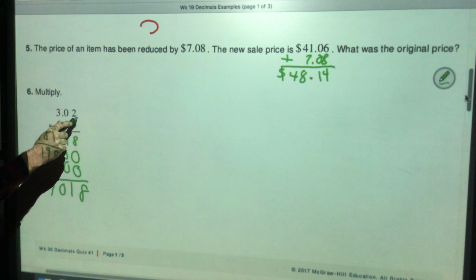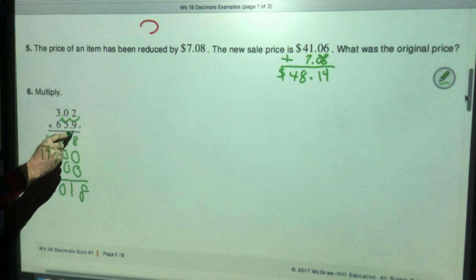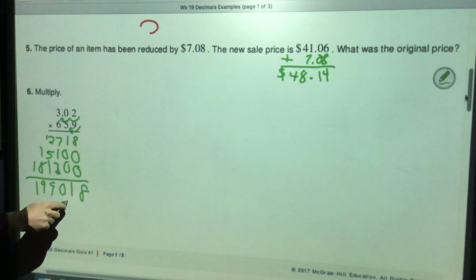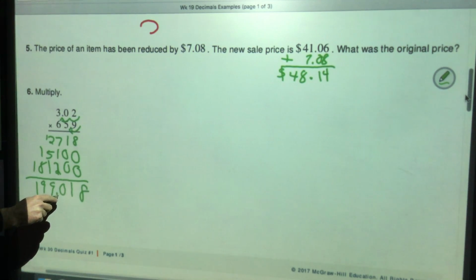Now I have to pay attention to my decimals. So I moved my decimal over 2 spots there and 1 more spot there, so I moved my decimal 3 spots total. So I'm going to do the same. I'm going to move it over 1, 2, 3. 3 from the right. So my answer should be 199 and 18 thousandths.